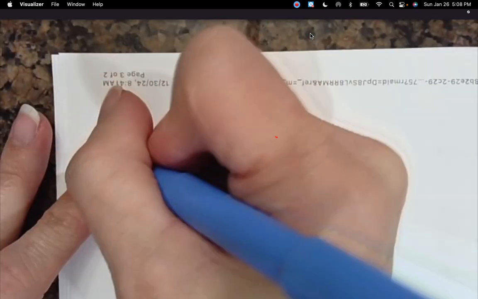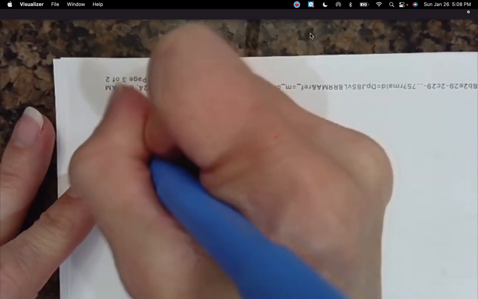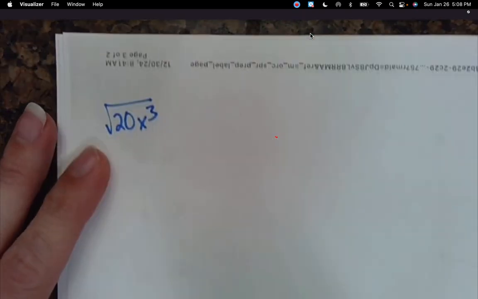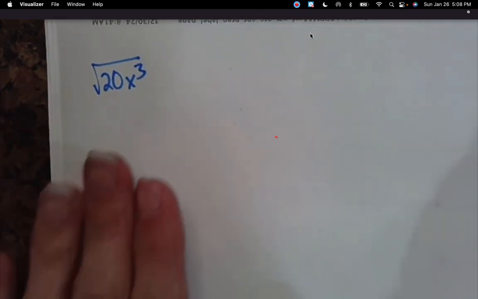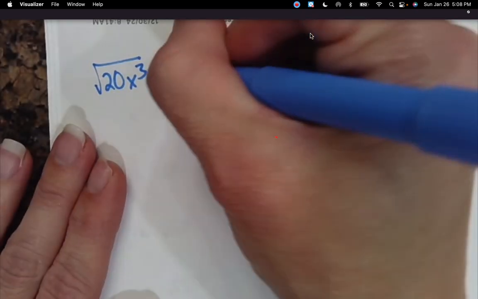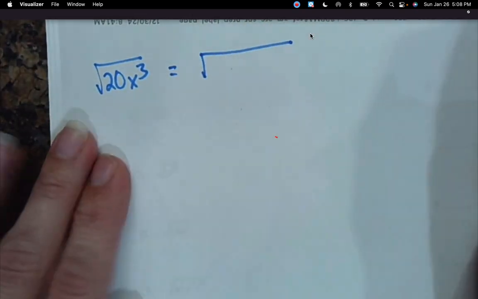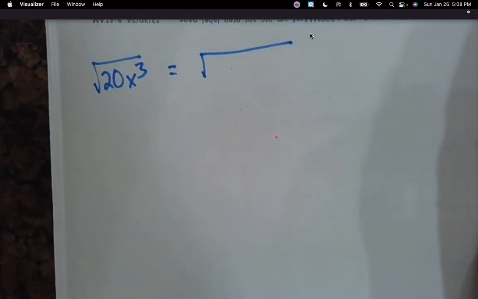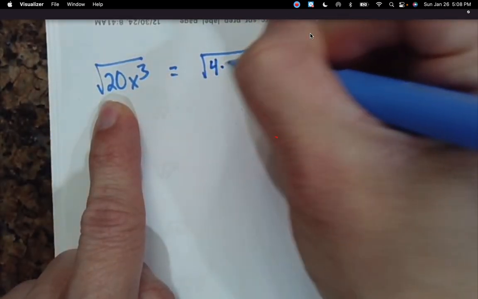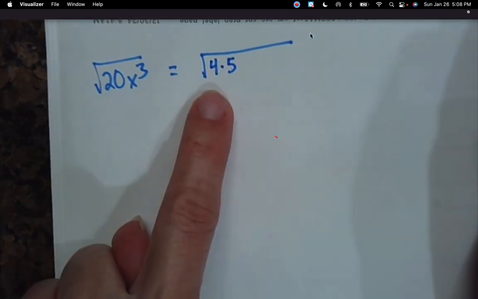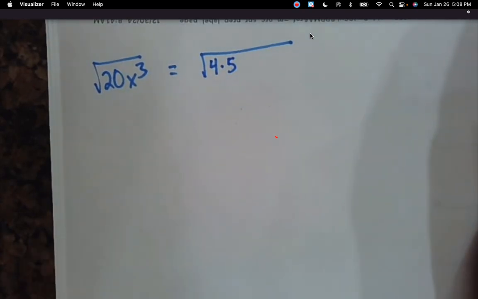the square root of, this one has numbers and variables, but that's fine, of 20x to the third. So first of all, let me take my number. So this is what I like to do. I like to just write it all out, and I've got to look back at my paper. Okay, what were my perfect squares again? Okay, that's going to be 4 times 5. And I always like to write my perfect square first.